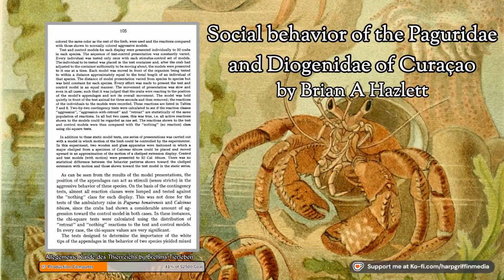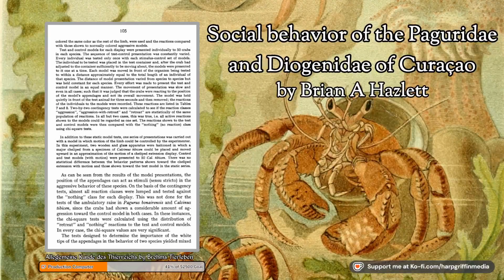On the basis of the contingency tests, almost all reaction classes were lumped and tested against the nothing class for each display. This was not done for the tests of the ambulatory rays in Pagurus bonarensis and Calcinus tibicen, since the crabs had shown a considerable amount of aggression toward the control model in both cases. In these instances, the chi-square tests were calculated using the distribution of retreat and nothing reactions to the test and control models. In every case, the chi-square values are very significant.